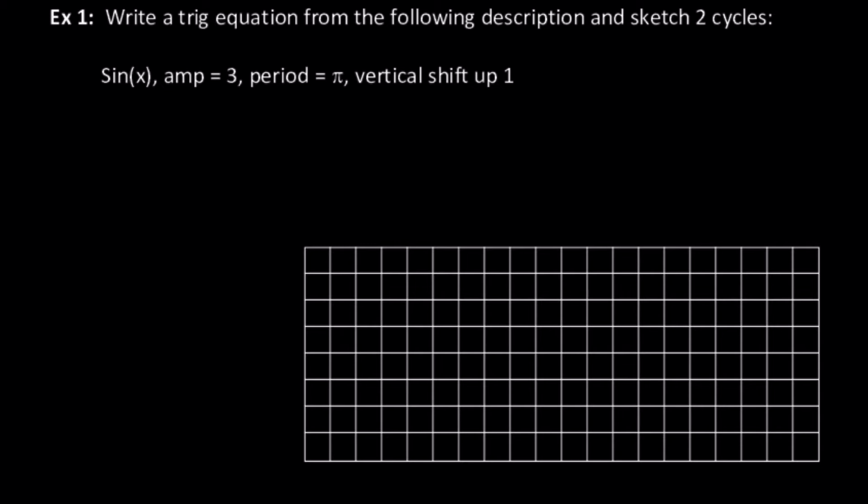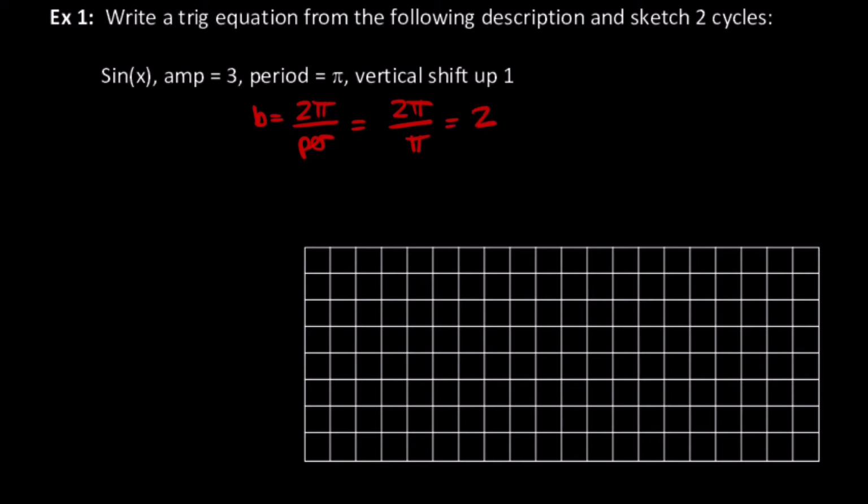All right, so if I'm writing the equation, first thing I like to do if I'm given the period, and I'm always given the period when it comes to a description, is get your b value, your frequency. Sorry, b value. 2 pi over the period. 2 pi over pi is 2.